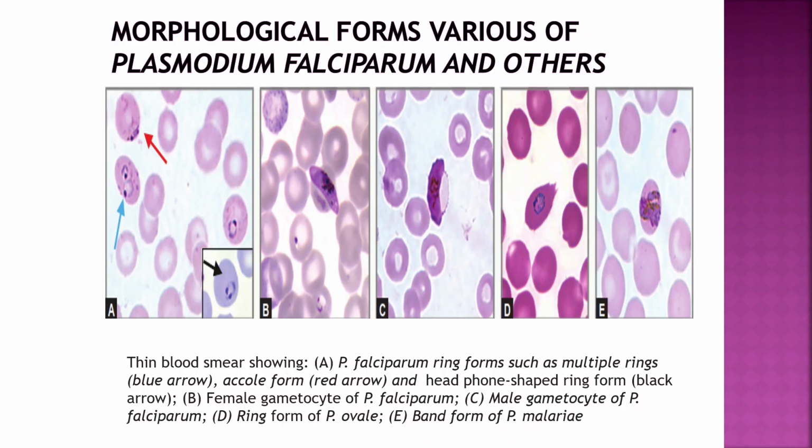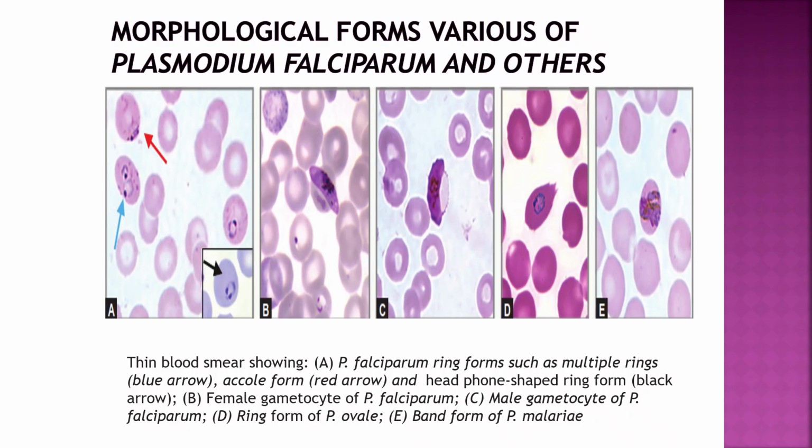Now you can see in A the Plasmodium falciparum morphological forms. So in A you can see ring forms. There are a few RBCs containing multiple rings, a few RBCs containing the headphone appearance of the ring form of Plasmodium falciparum, or you can see an accolé form. Then in B and C you can see banana shaped gametocytes of Plasmodium falciparum. So only two forms are seen in Plasmodium falciparum. Schizont and trophozoite are usually not seen in peripheral blood.